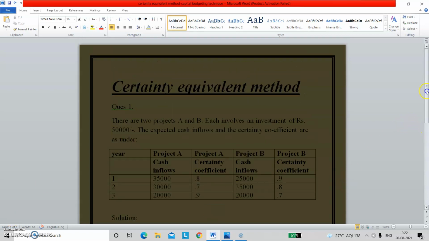Today we are going to understand one more technique of capital budgeting decisions, that is the certainty equivalent method. In the last video we understood sensitivity analysis. Today we are going to understand this method.